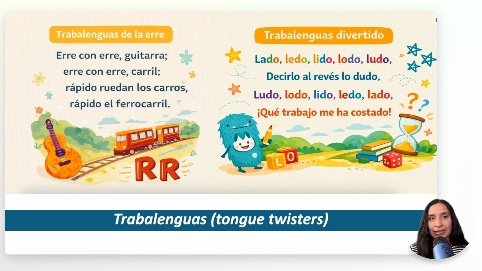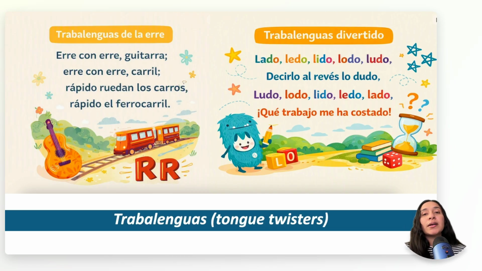R con R guitarra, R con R carril. Rápido ruedan los carros, rápido el ferrocarril. Now faster. R con R guitarra, R con R carril, rápido ruedan los carros, rápido el ferrocarril. So there you're gonna practice double R, right? The rolling R of your R's.